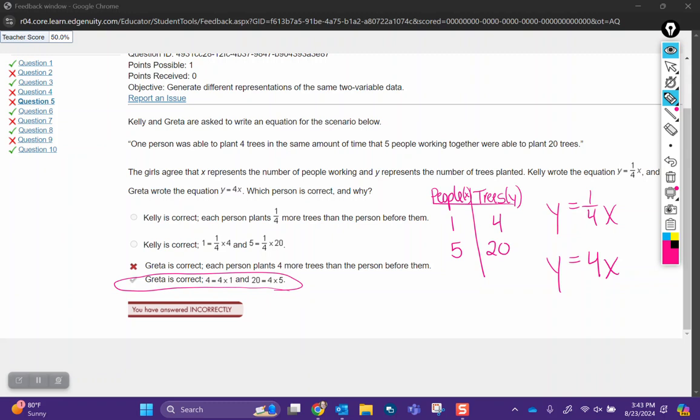Each person plants 4 more trees than the person before them. Okay, 4 more trees would be addition. 2 people would do 8, 3 people would do 12.